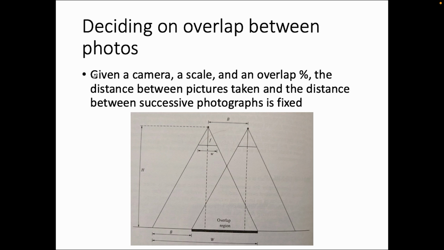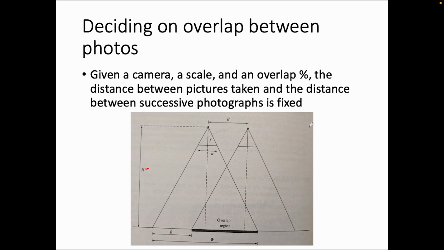We've seen this diagram in other videos. Here's our camera located. Here's our image sensor with width w. There's our focal length f. Here's our ground image W. And the height of the camera above the ground is given by H, and sometimes we'll call this H prime, just the distance above the ground, depending on your terminology. So given a camera, a scale, and an overlap percentage, the distance between successive photographs is fixed.